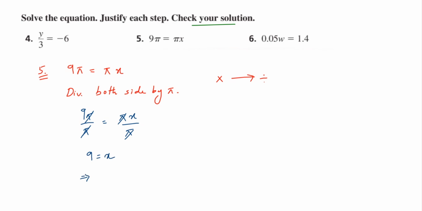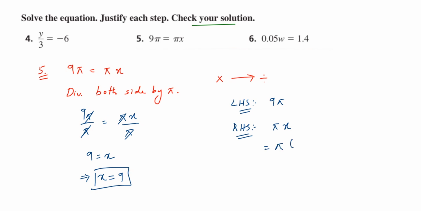This means x value is 9. Now let's verify this. That is, we have to check the solution. So LHS, that is left side of the equation, we have 9 pi, and RHS we have pi x, and we know x value is 9, substitute, so it will be pi times 9, which will be 9 pi, which is same as your LHS.